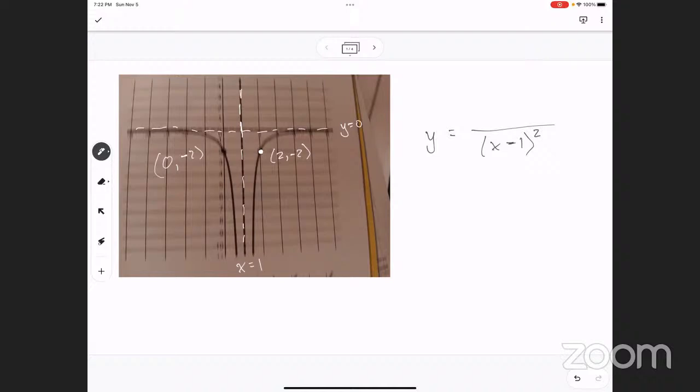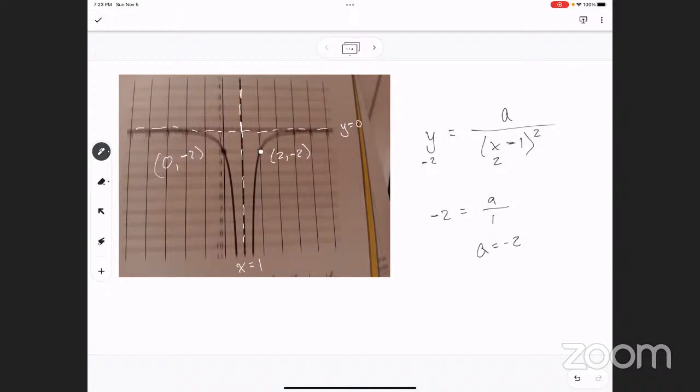So we might have just the number 1 on the top, but a safe thing to do is to write an a up here and then solve for it to make sure that we have the right function. So let's plug in 2, negative 2, and find out what we get for a. 2 goes in the x, negative 2 goes in the y. So negative 2 equals a over 2 minus 1, which is 1, squared. So a equals negative 2.